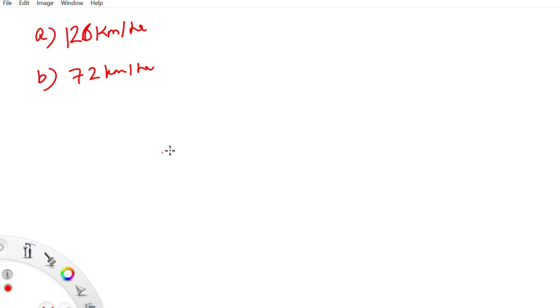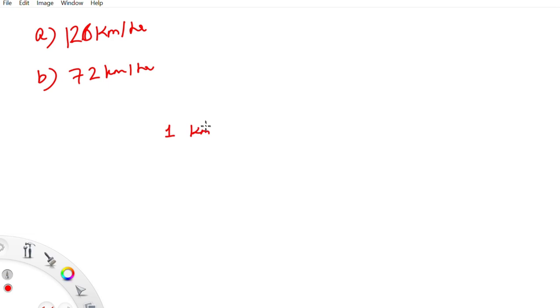Okay, so you have two values of speed in kilometer per hour, and you're supposed to convert this to meter per second. How do you do that? Now, I have a simple conversion for you. I'll share that with you right now.